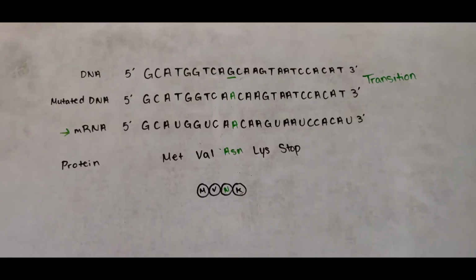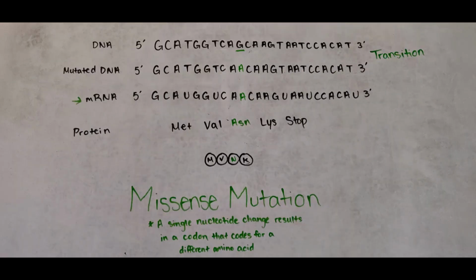If there was a point mutation that resulted from a transition where this G became an A, the mRNA strand would look like this, and after translation, the protein would look like this. It looks mostly the same, but there is asparagine in place of serine. This is because the single base change made the codon AAC, which codes for asparagine. This is known as a missense mutation.